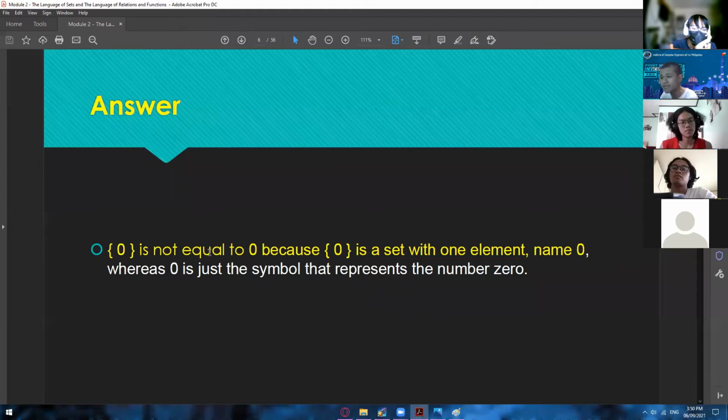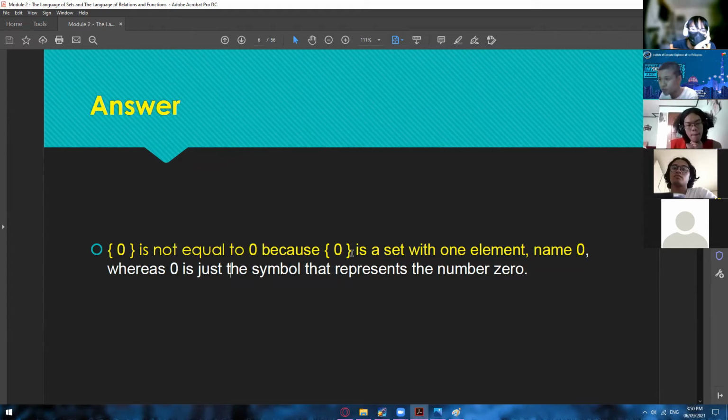So 0 is not equal to 0, okay, or this one is actually a set which contains an element 0, and then this is just a 0. So they are not equal because this one is a set with one element which contains 0 as your element, namely 0, whereas 0 is just the symbol that represents the number 0.